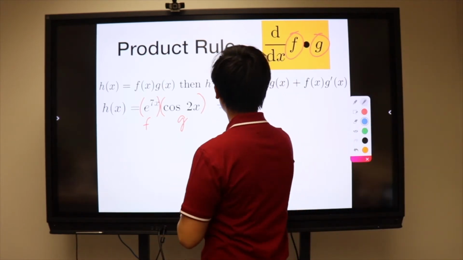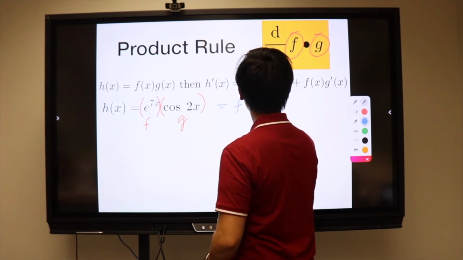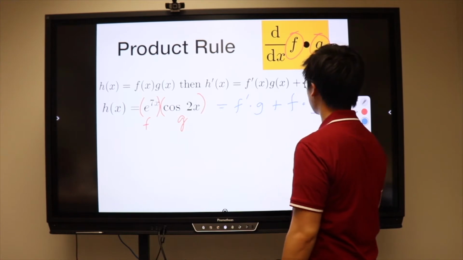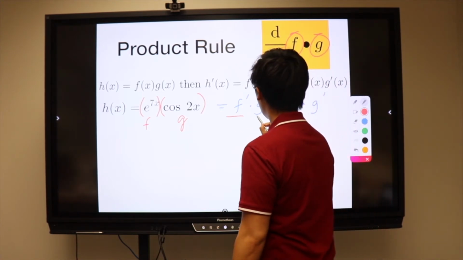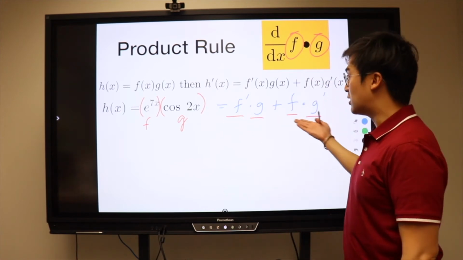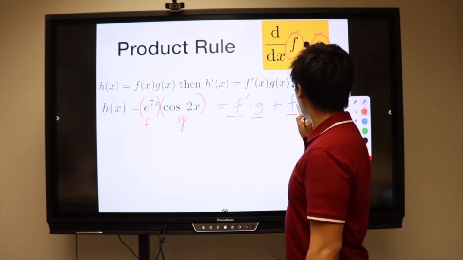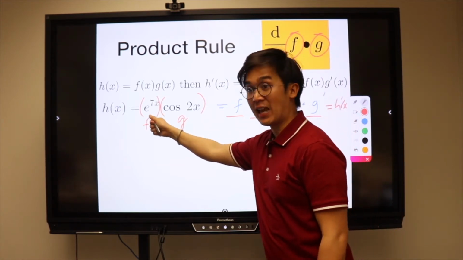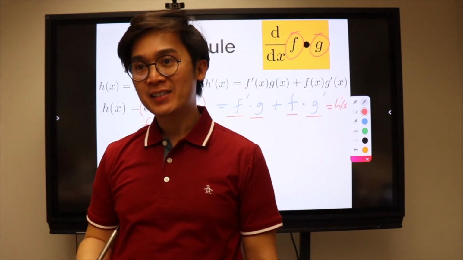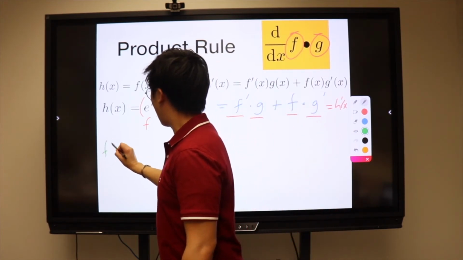Always write down and modify your function before you can use the formula. To find h prime of x, we're going to produce f prime g plus f times g prime, which means we need 4 terms. Now, in this derivative, we already know what f and g is, right? This is f and g. We just need to figure out your f prime and g prime. So let's answer it. Let's start with f prime.